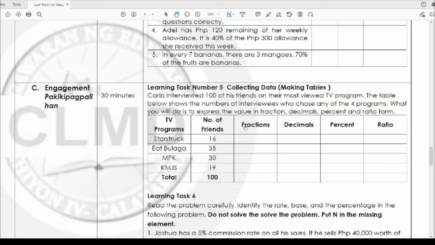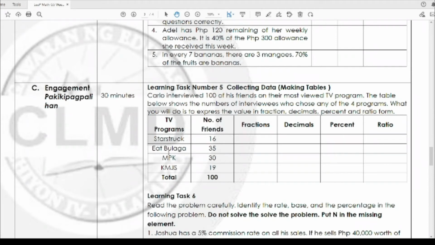Learning task number 5. Collecting data. Making tables. Okay, let us see what we are going to do here. Carlo interviewed 100 of his friends on their most viewed TV program. The table below shows the number of interviewees who chose any of the 4 programs. What you will do is to express the value in fraction, decimals, percent, and ratio form.